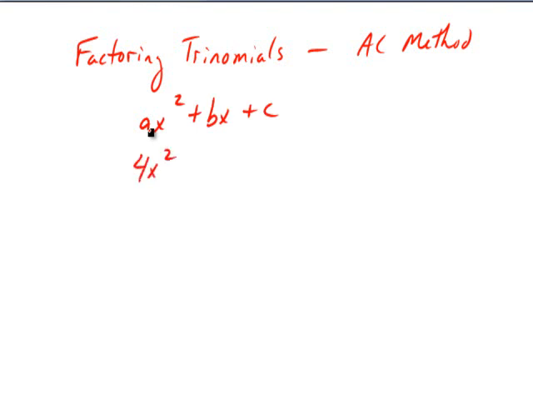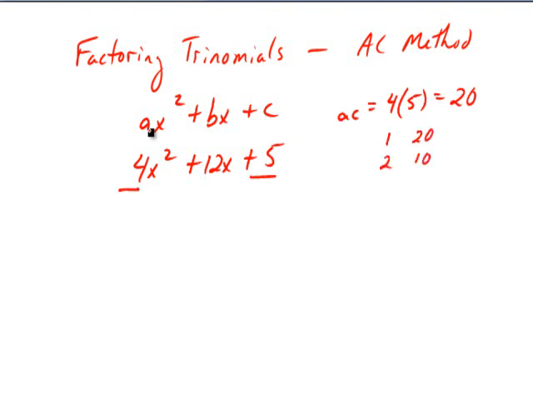For example, if my polynomial is 4x squared plus 12x plus 5, then I can see that a is 4 and c is 5. The AC method involves multiplying a times c to get the product. Then we write down all the pairs of factors of 20, that product, including the negatives that multiply to give us that product.